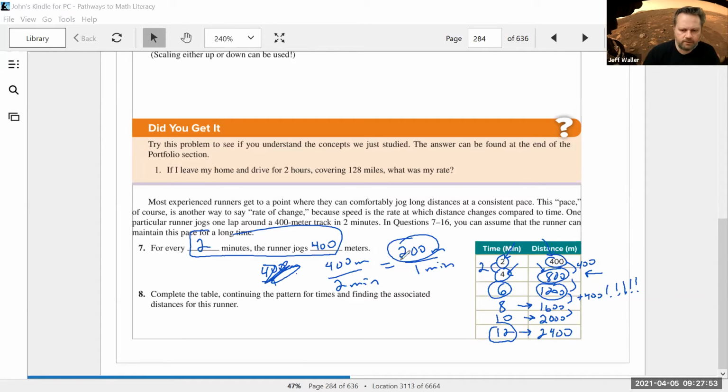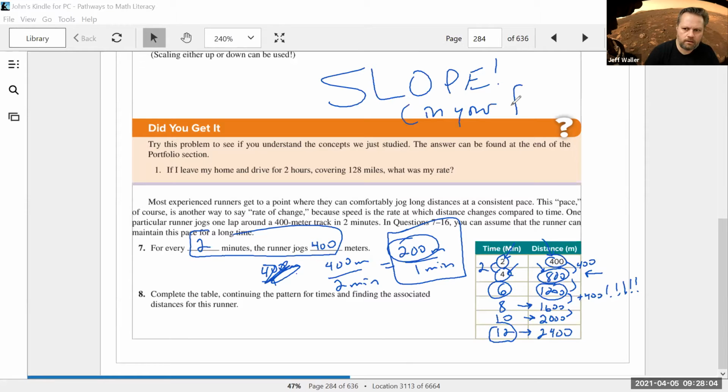All right. This is all very important. This is the connection we're going to have to make later to really understand what slope is. In your future. Okay. All right. Let me clear this.